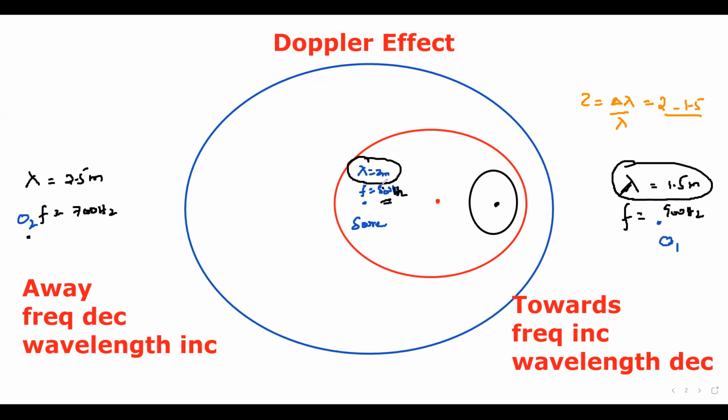Original wavelength means what is emitted from the source. The source was emitting 2, so this is divided by 2. So 2 minus 1.5 divided by 2 means 0.5 divided by 2, which equals 0.25. The Doppler shift does not have any unit because it is a ratio, and a ratio does not have a unit. So the Doppler shift of this wave is 0.25.